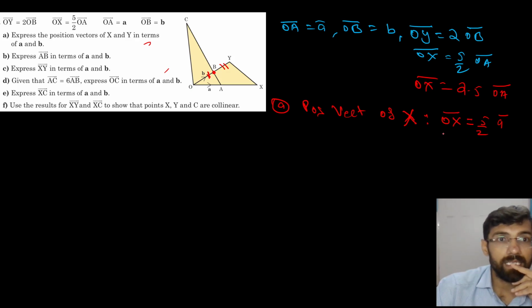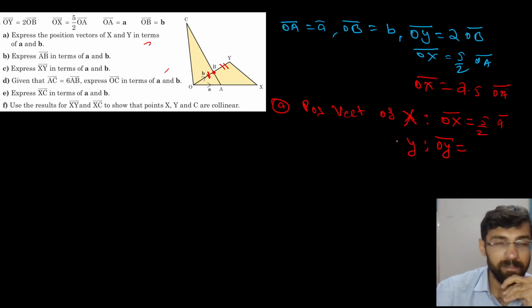Similarly, we need to find the OY vector, the position vector of point Y, connecting origin to that point. Since OB vector is B vector and B is the midpoint, OY is double the OB. So OY is 2 times B vector, because OB vector is B vector. Okay, so part A is done.